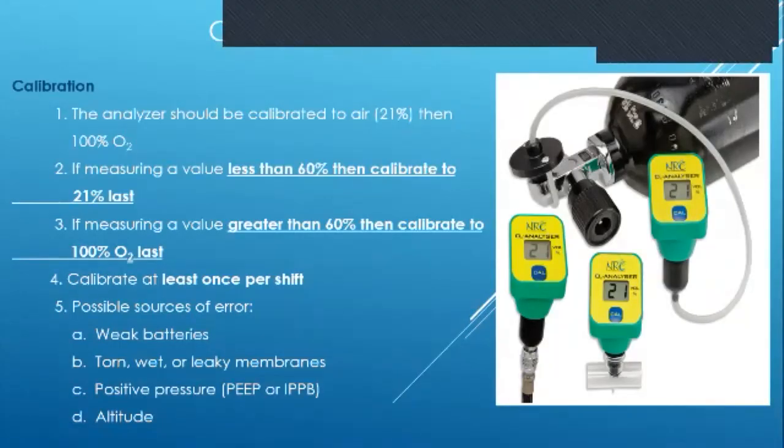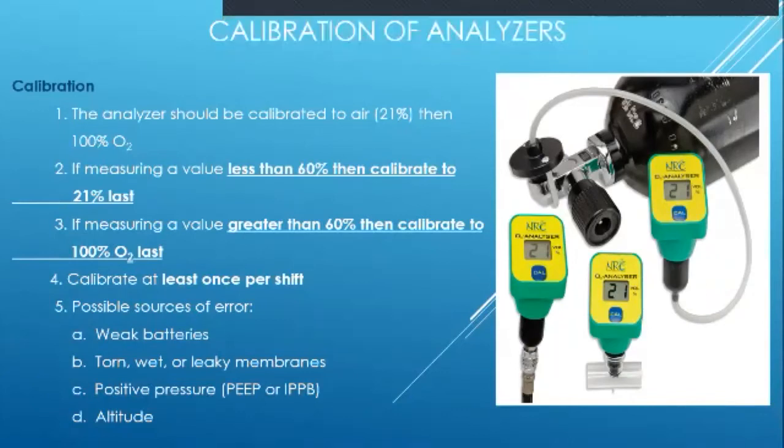The first thing, the analyzer should be calibrated to air and then 100% when you first pull it out of the bag for the day. When I first take it out, I calibrate it to room air and then to oxygen. I stick it up in room air, make sure it says 21. Then I stick it right into the flow of 100% oxygen, and it better say 100%. If it says 93, I hit the up button till it gets to 100, and I'm done.